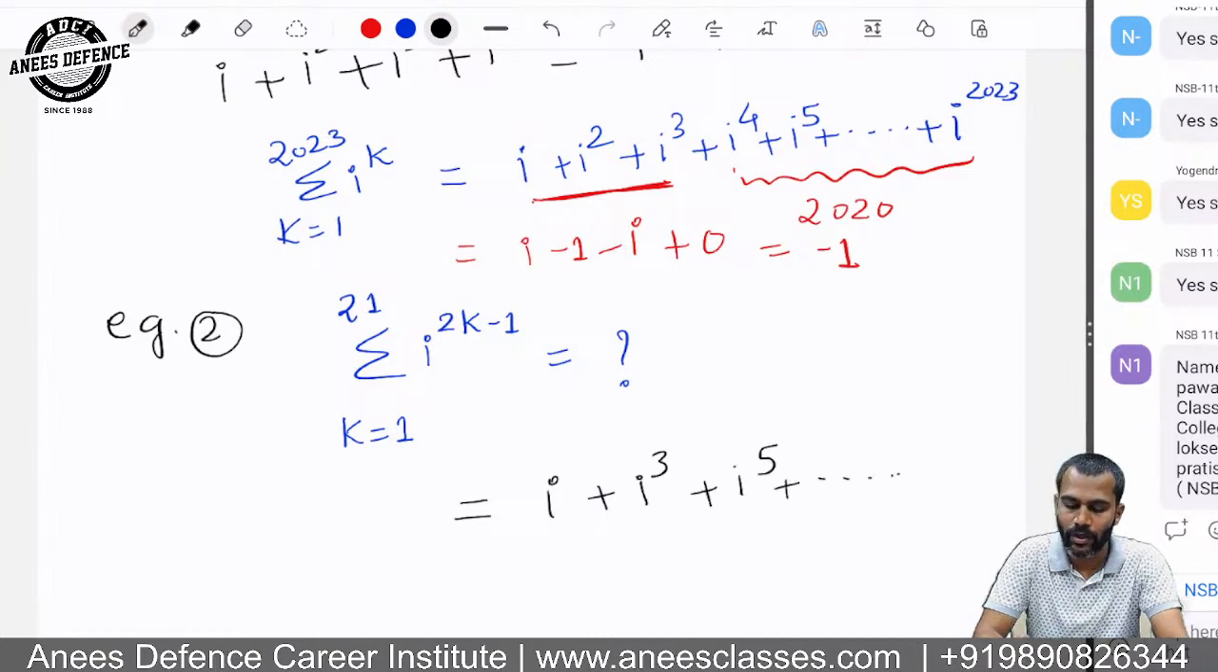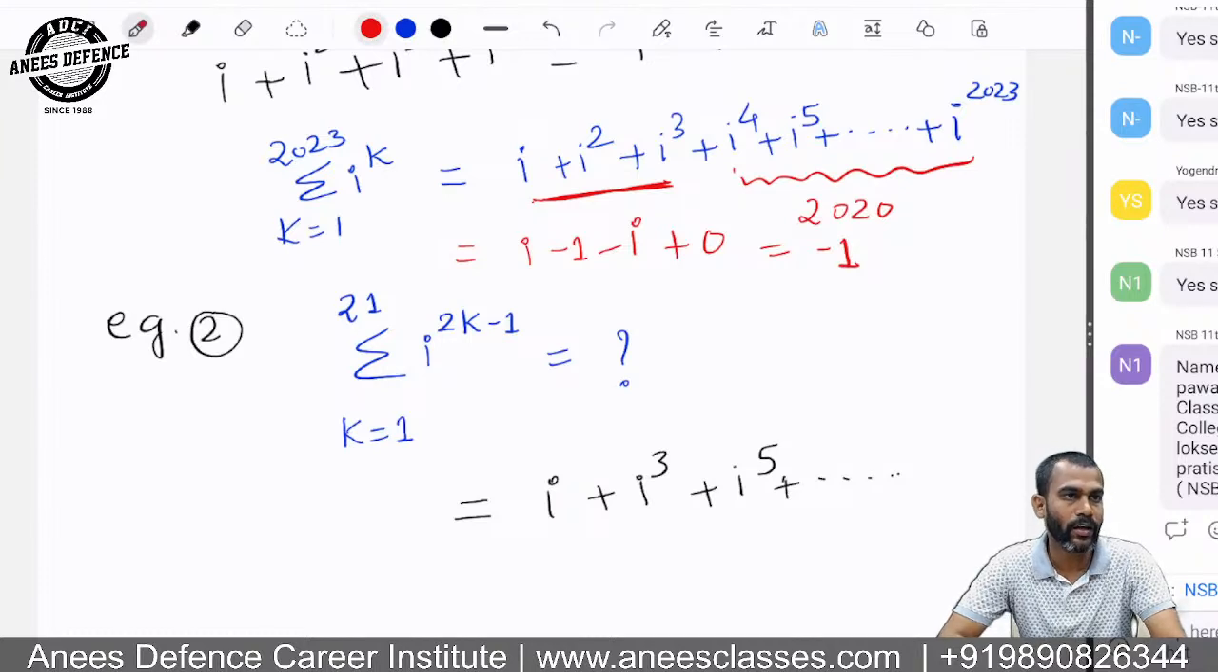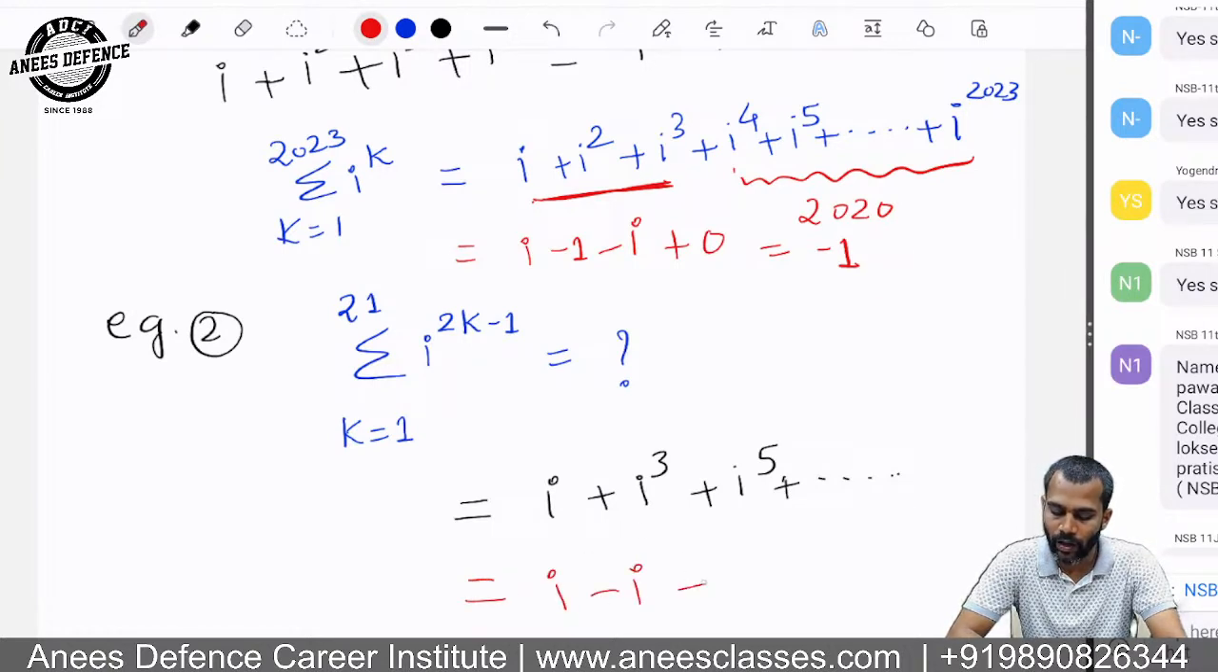How many terms? 21 terms will be there. So if you see what I am getting: iota, what is iota cube? Minus iota. Then I'm getting again iota, then minus iota and so on. And how many terms are there? 21 terms. So if you see, the sum of 2 consecutive terms is 0.